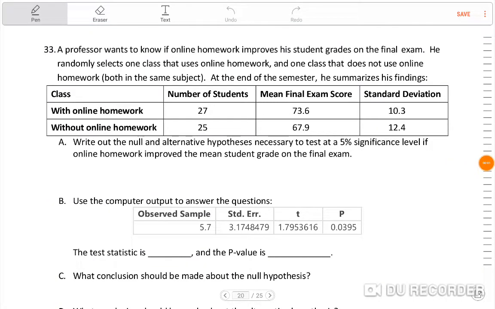All right, this is question number 33, and it says a professor wants to know if online homework improves his student grades on the final exam. He randomly selects one class that uses online homework and one class that does not use online homework, both in the same subject. At the end of the semester, he summarizes his findings. Okay, so he has here the class with online homework and one without, the number of students in each, the mean final exam score, and the standard deviation.